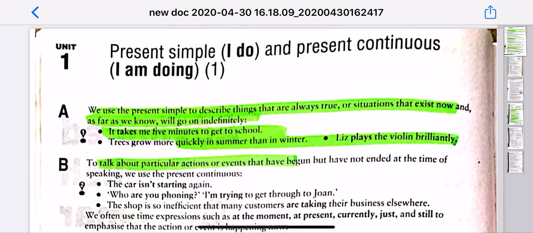Hello students, today we are going to learn the usage of simple present tense and present continuous tense.